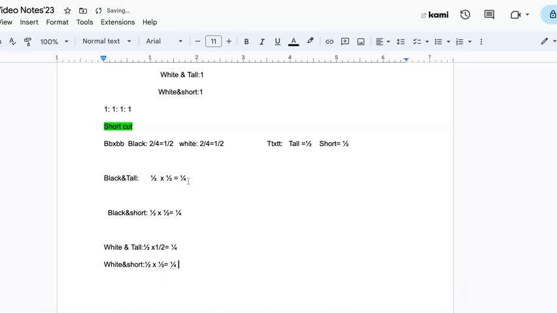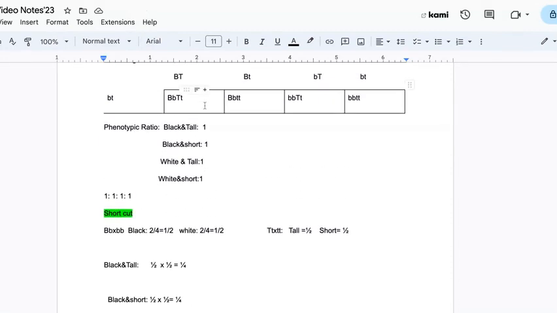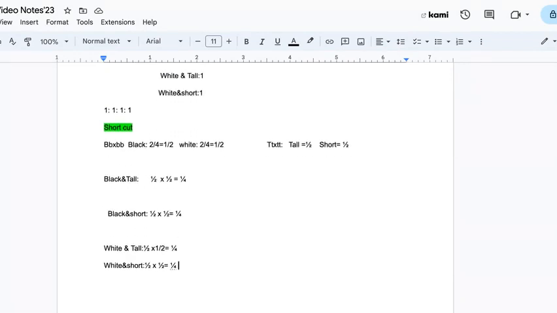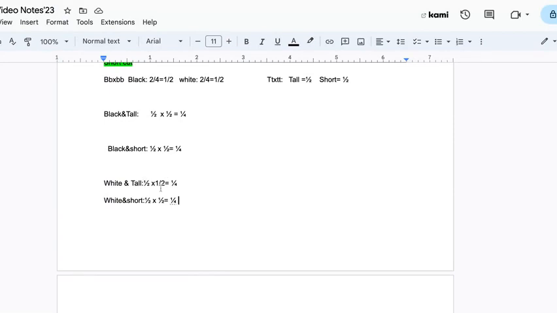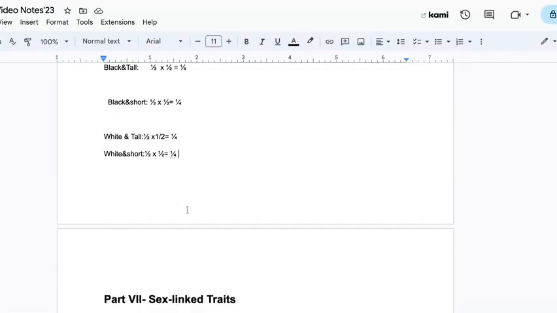So as you can see, the ratio is the same. It's 1 to 1 to 1 to 1, or there's a 1 in 4 chance, which is the same thing we saw here. Out of 4 options, there's 1 out of 4 that would be black and tall or black and short, etc. Okay, so this is the shortcut, and you can do this with 3 traits. Okay, so I would like you to try that on your own.